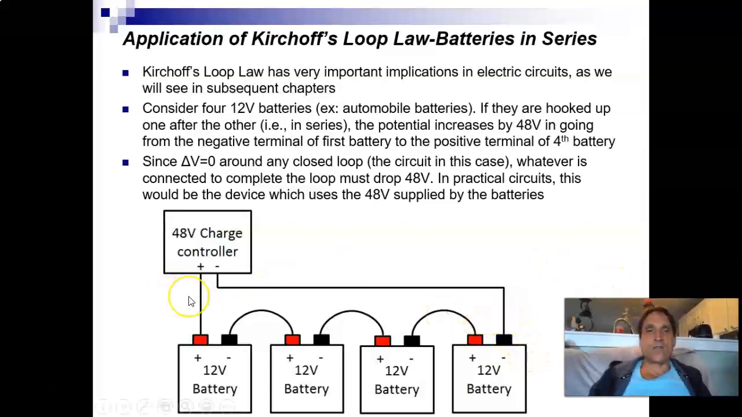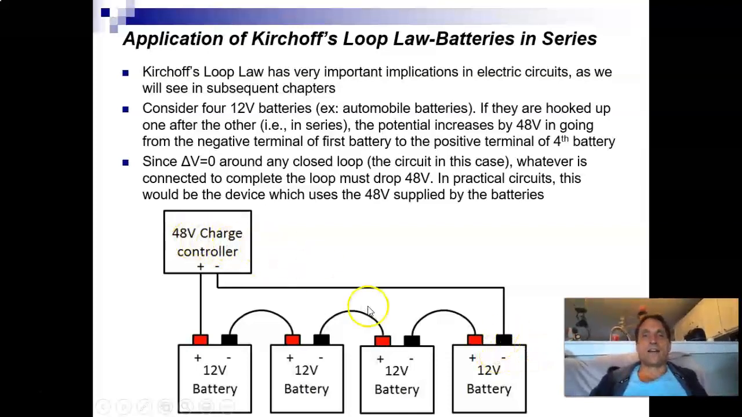Okay, now Kirchhoff's voltage law, or Kirchhoff's loop law, as your author calls it, says if you go around a loop, the total voltage change is zero. So if we start at 48 volts here and we have to end up back where we started, at zero, that means we're going to lose 48 volts going across this charge controller in order to end up at zero. And in fact, that's what happens.